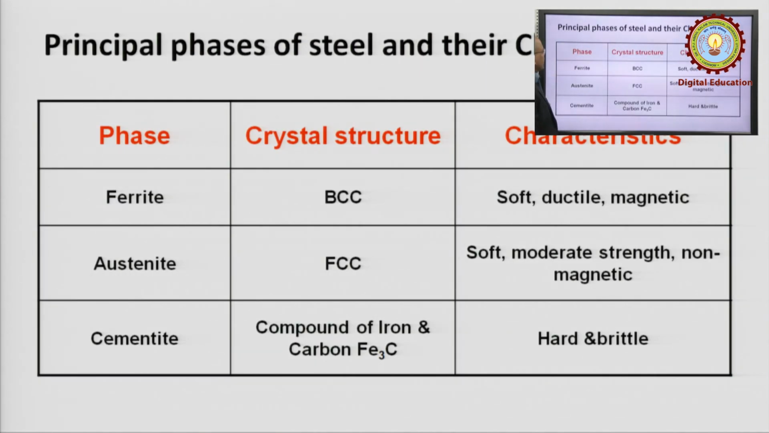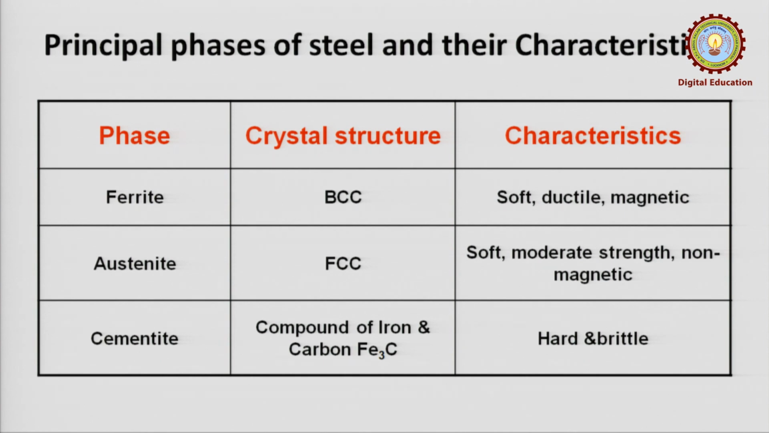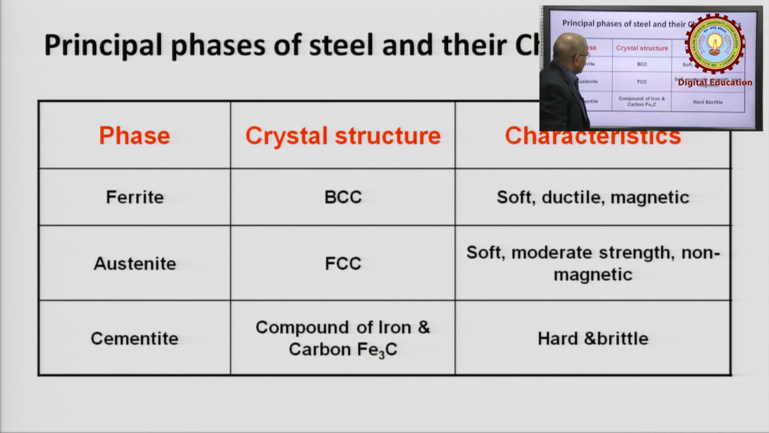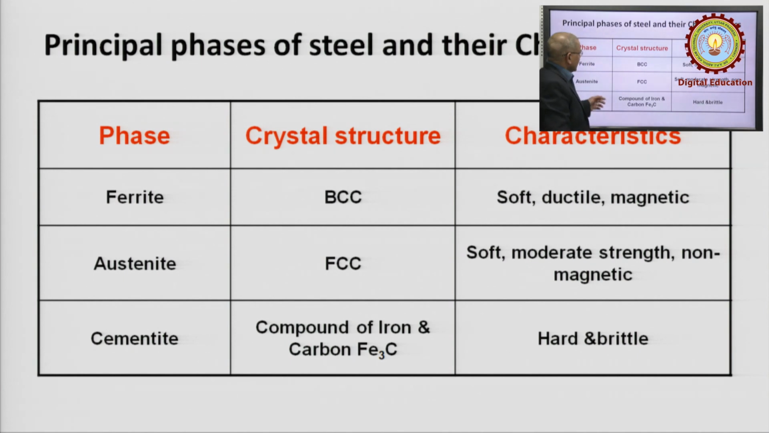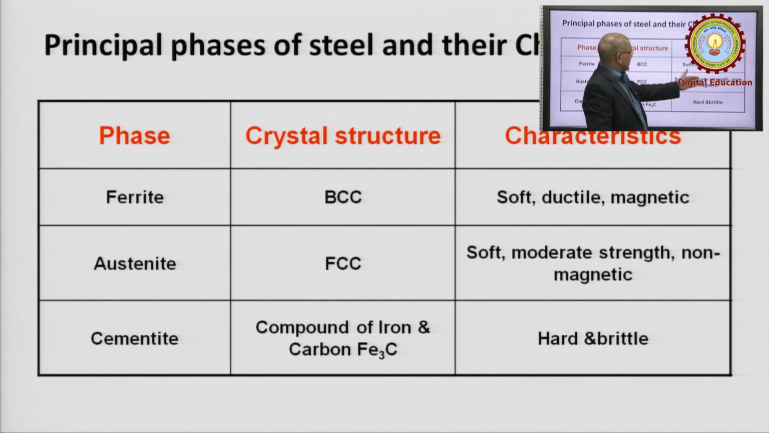These are the principal phases of steel and their characteristics, very important. Phase: ferrite, austenite or cementite. Crystal structure, as I explained: ferrite has the BCC structure, austenite has the FCC structure. Cementite is a compound of iron and carbon, iron carbide. Characteristics: ferrite is soft and ductile, and it has magnetic characteristics. Austenite is again soft, of moderate strength, and non-magnetic, but cementite is very hard and brittle.